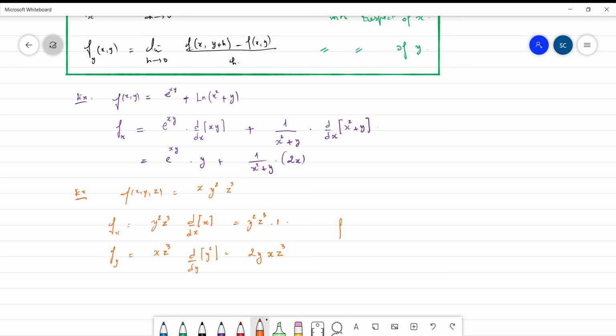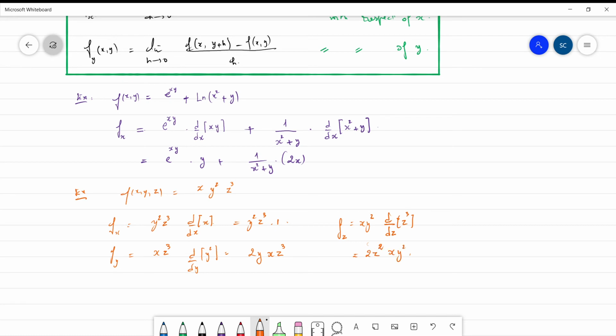If I want fz now, xy² will be a constant, and z³ the factor, so this time I will have 3z² x y².